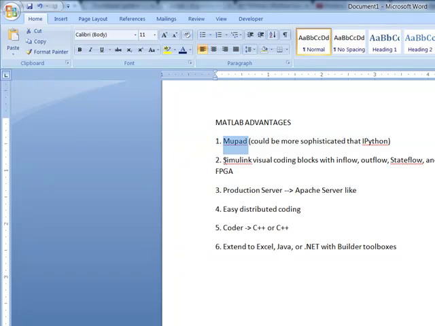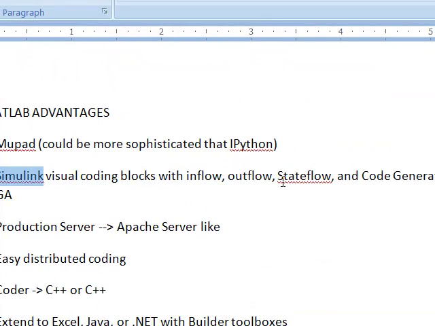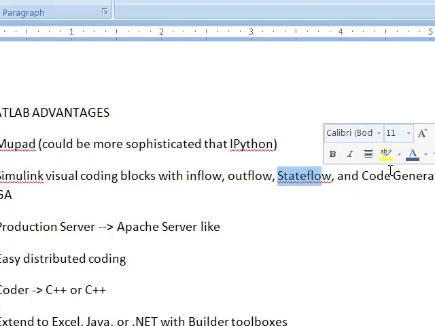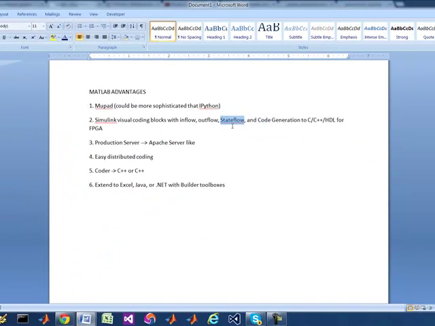Now, of course, MATLAB also has that second product that I love called Simulink, where you can visually build coding blocks, where you have your inflow, outflow for your trading decisions. You have the Stateflow, which could be no different than complex event processing, where you can again visually build flow charting. If you're used to flow charting with something like Visio, you can do that with Stateflow. And of course, the really powerful part is the code generation of your Simulink model.